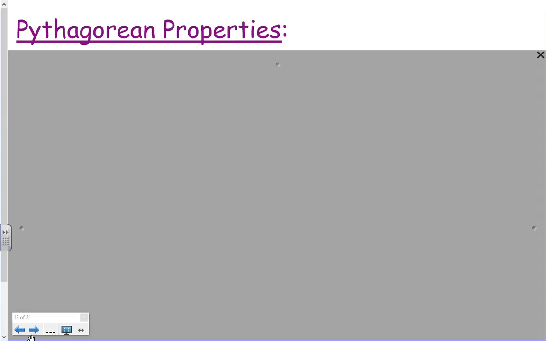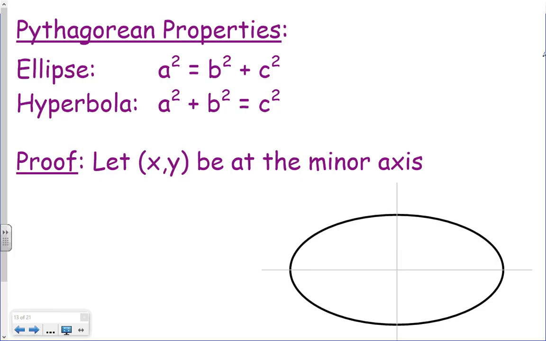All right, look at your Pythagorean properties. We talked about two Pythagorean properties, slightly different for the ellipse versus the hyperbola. a squared is equal to b squared plus c squared for your ellipse, versus a squared plus b squared is equal to c squared for your hyperbola. Again, think about which one of those is the biggest one. That'll help you set this up properly.